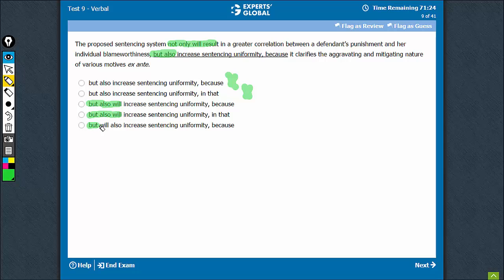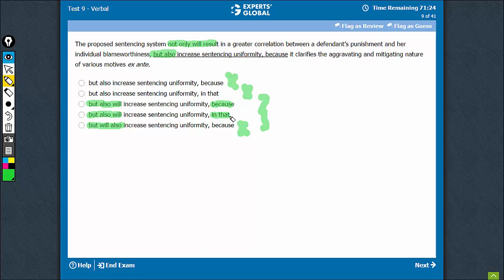Option E says but will also, so this can also be eliminated. Now we are left with these two options, option C and option D. Now the difference between because and in that, many GMAT resources will tell you that in that always wins over because. That is a myth, that is not always correct.